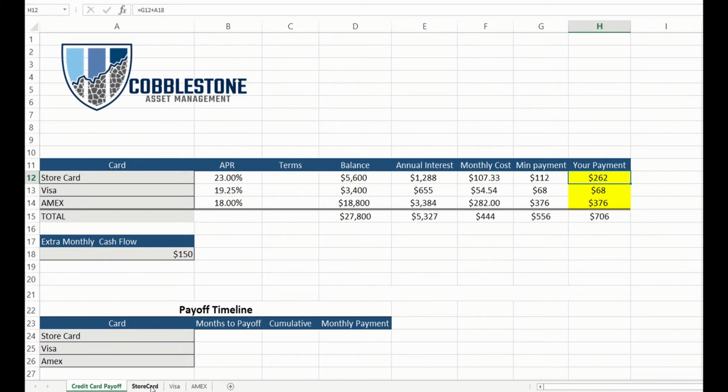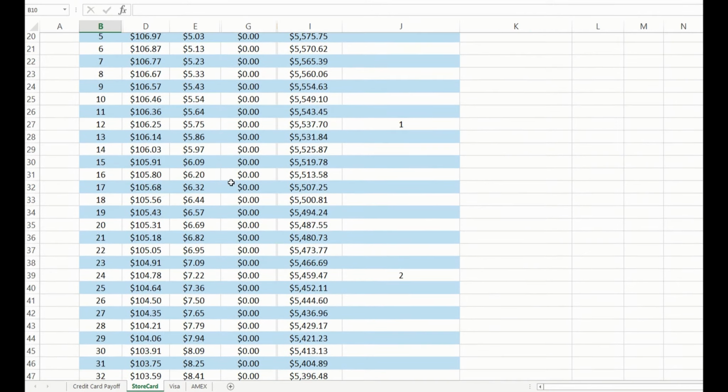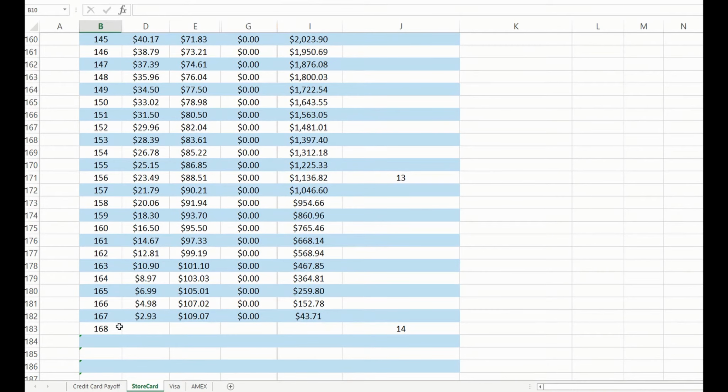Let me show you what that additional money does in terms of accelerating that pay down. So here's our store card. If you're just making the minimum payment, I'll scroll down so you can see this. We have months in column B. We have years over here in J. And we're looking at 168 months, right at 14 years to get this balance paid to zero. Now, how long it would take with a minimum payment is going to depend on the interest rate and the balance on your card. But you can see it's quite a while.